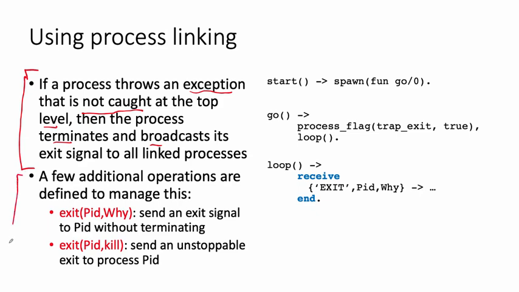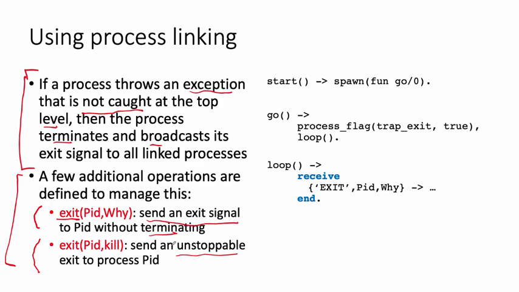And then there are a few additional operations that we need to manage this. Maybe you want to change the behavior a little bit. So you have an operation called exit. This one sends an exit signal without terminating. So I can actually send an exit signal without terminating myself. This way, a process like a supervisor can force another process to terminate, even though it might not be linked. Okay, you might need that for managing. So for building supervisors, you need this kind of operation. And you can also have an unstoppable exit.